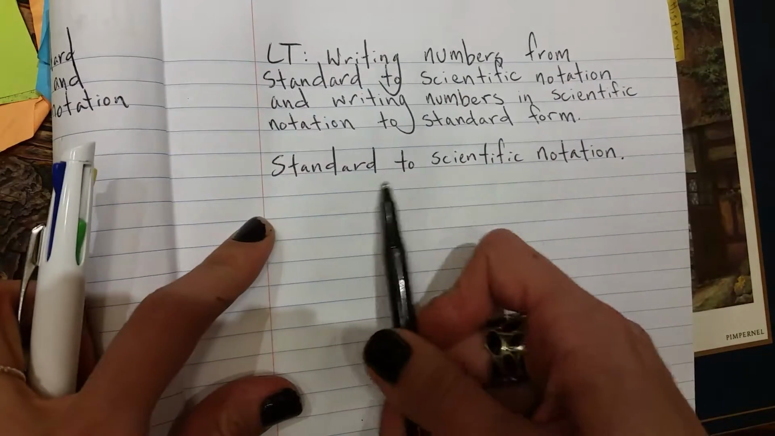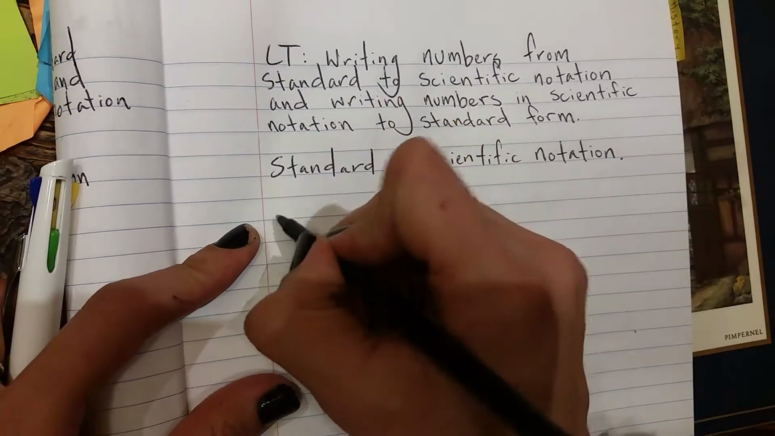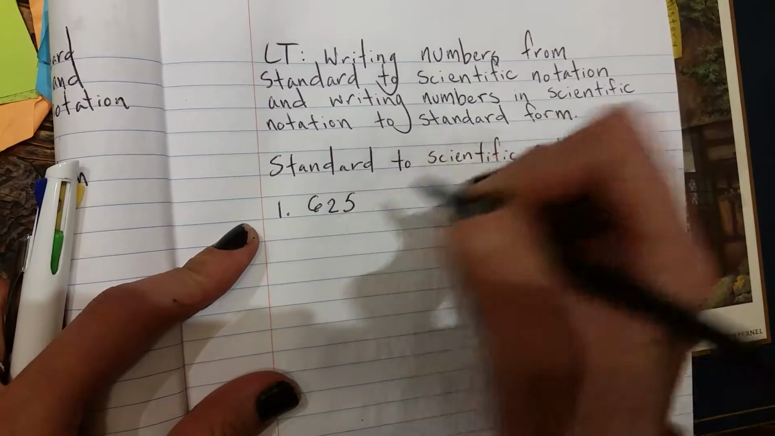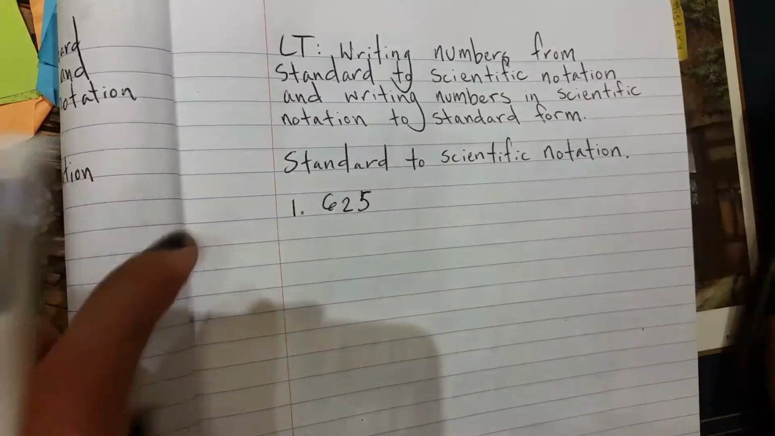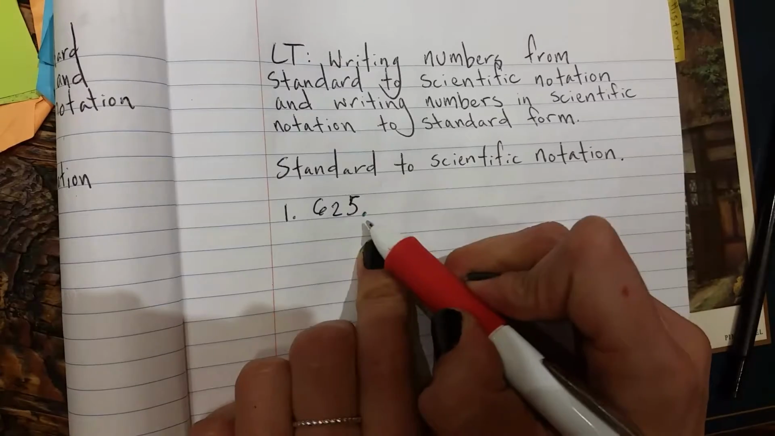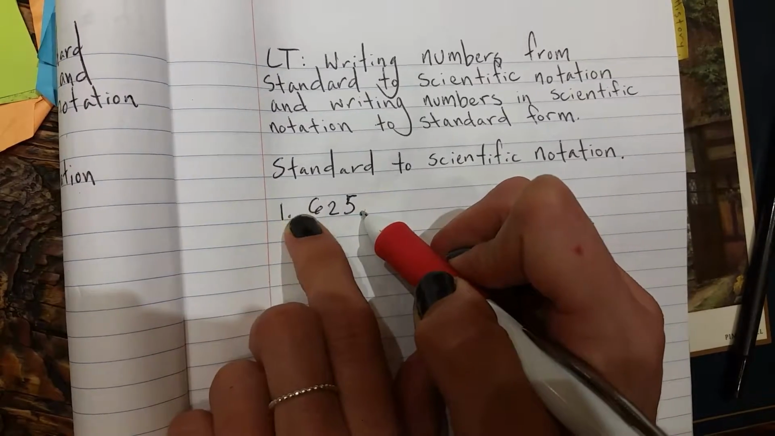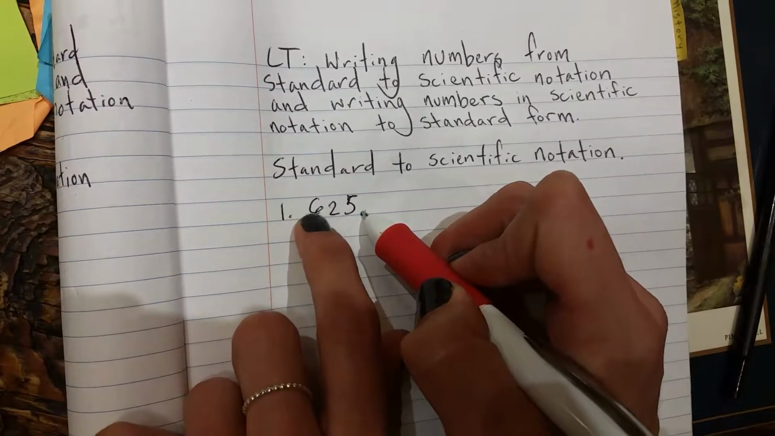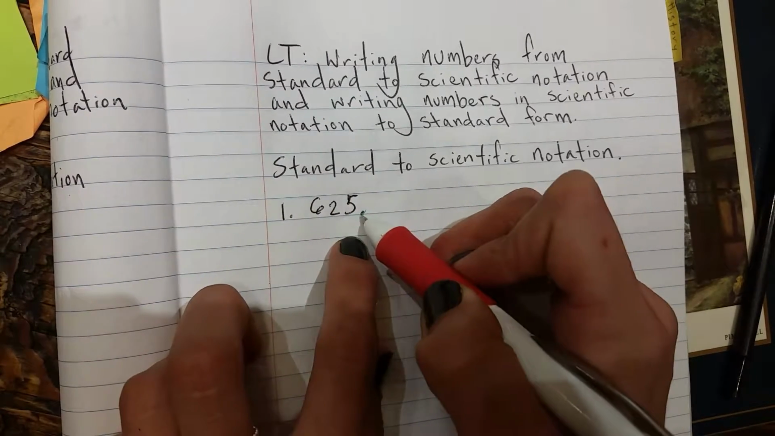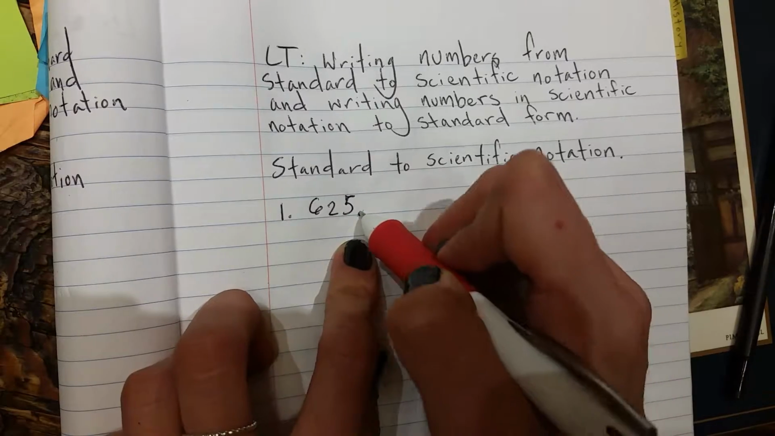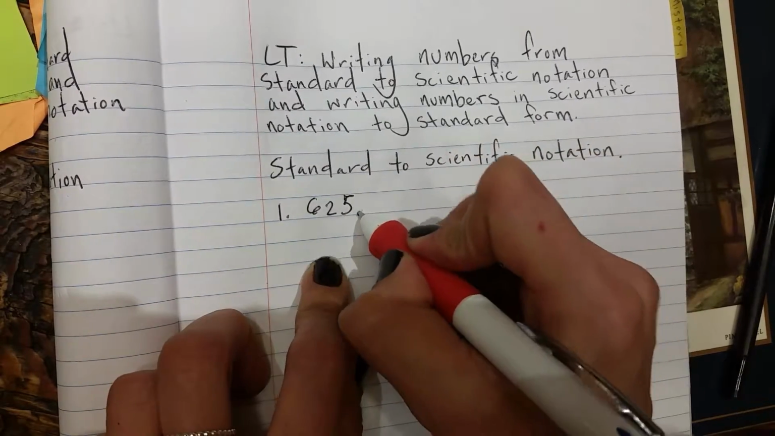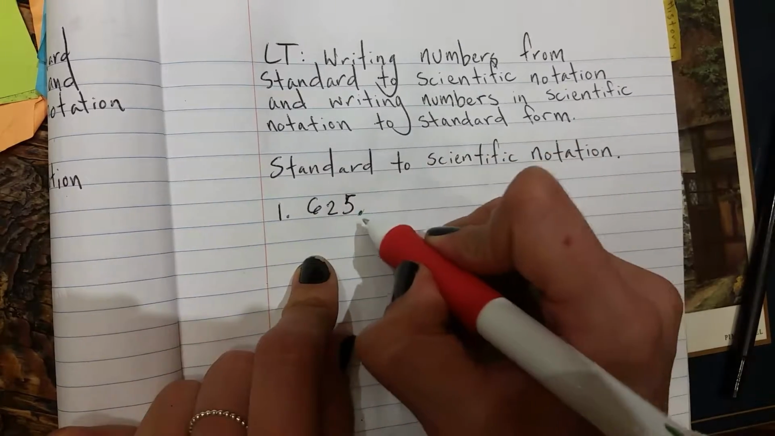So going from standard to scientific notation, say for example, here's my number 1. I start off with 625. I know right now that my decimal point would be right here. I am trying to get a leading digit, which means just one digit on the left-hand side of the decimal point. So if I'm trying to get a leading digit for 625, I'm going to move my decimal point in a negative direction.